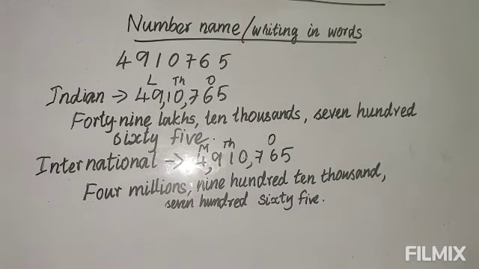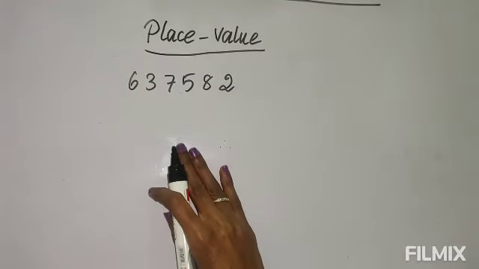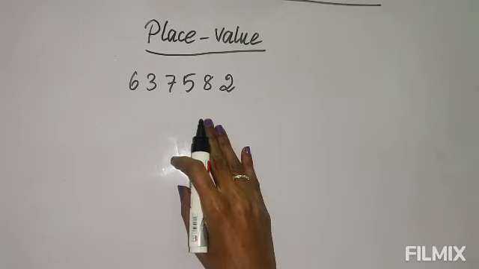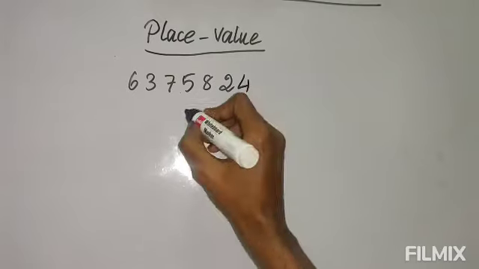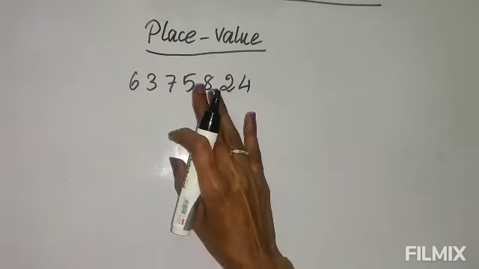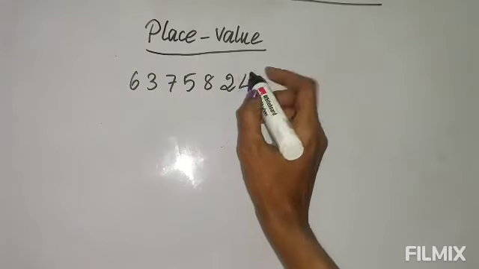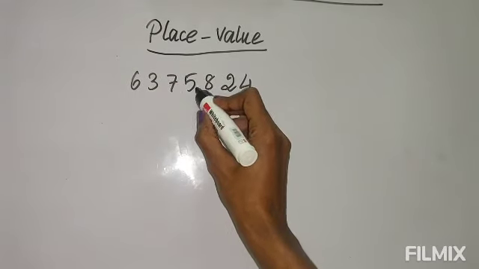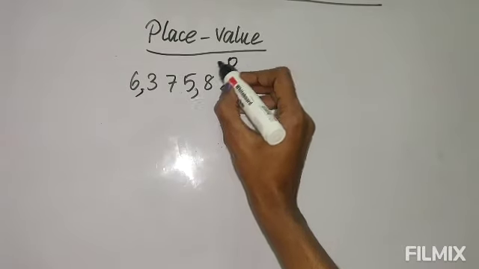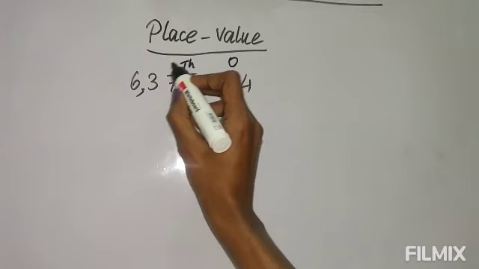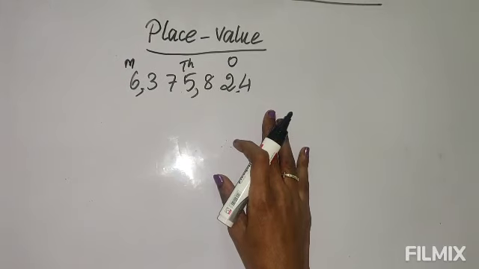Now let's see the place value here. You have to write the place value according to the international place value chart. So how to write? First you put a comma, then it is easy. Always for place value and the number name, first you write the periods. So comma after 3 digits, again after 3 digits we put a comma, and this is ones period, this is thousands period, and this is million period. Like this you separate it, then it will be easy for you.